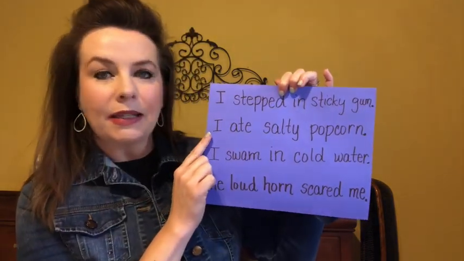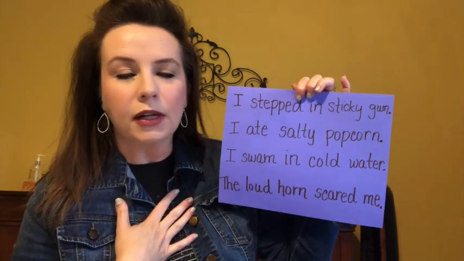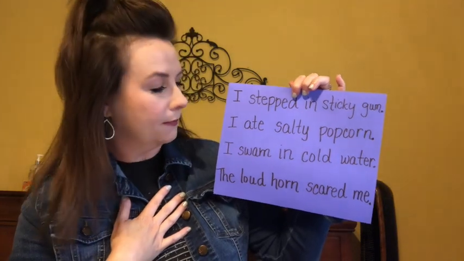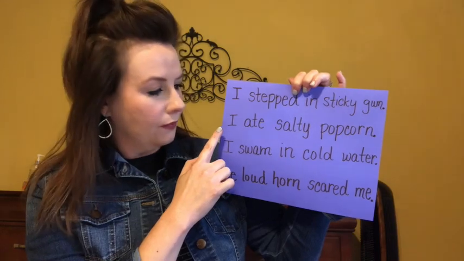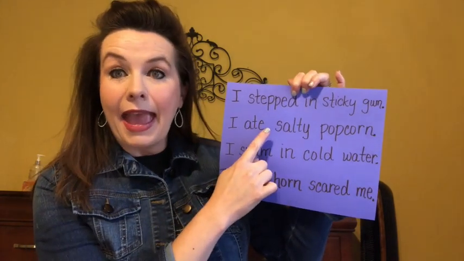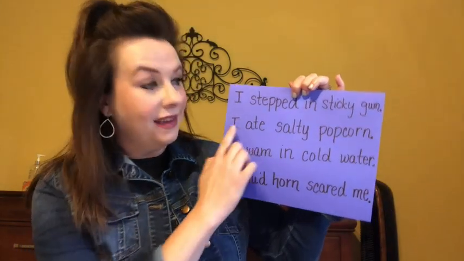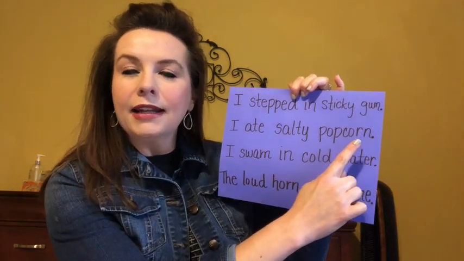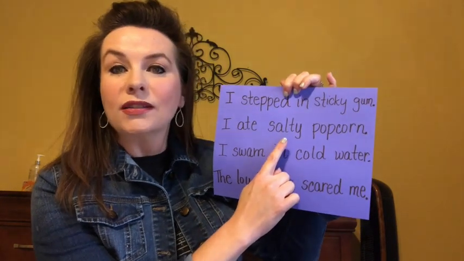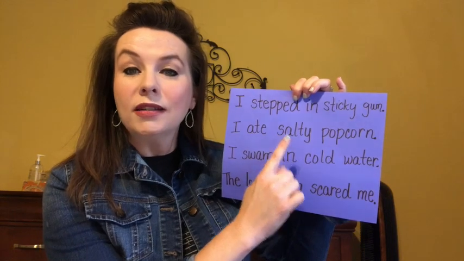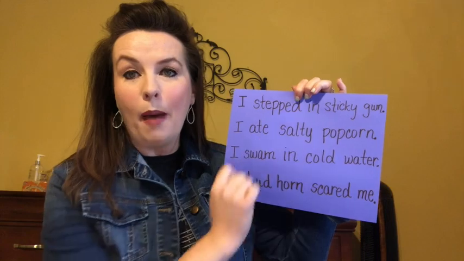Let's look at the next sentence. I ate salty popcorn. Oh, I love popcorn. It's probably one of my favorite snacks. I is the subject. That's who it's about. What did they do? They ate. Ate is the action verb. Well, what did they eat? They ate popcorn. Now, do you see a word that tells me what kind of popcorn? It's that word salty. What kind of popcorn? Salty. Salty is an adjective describing that word, popcorn.